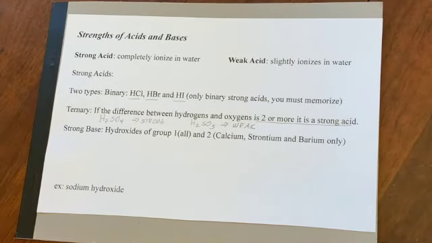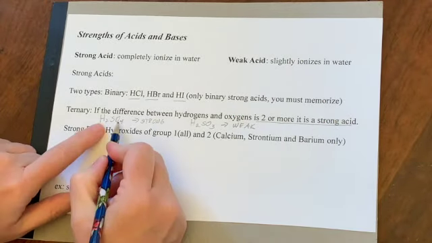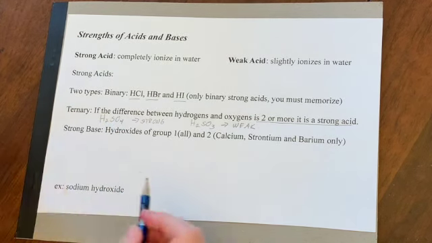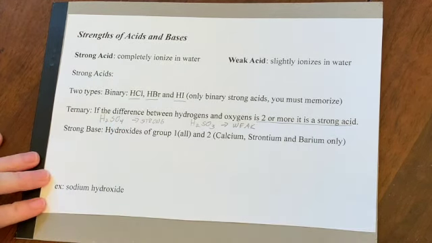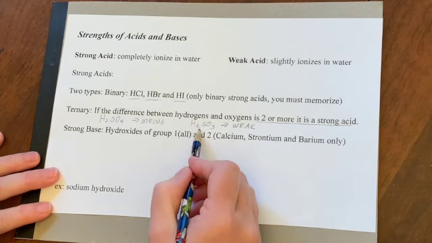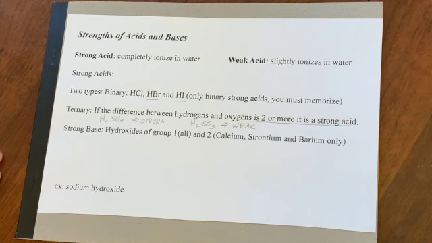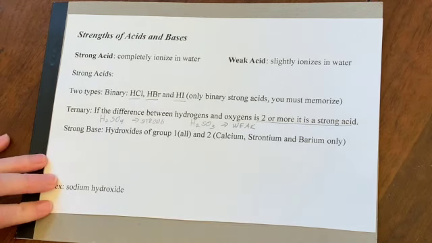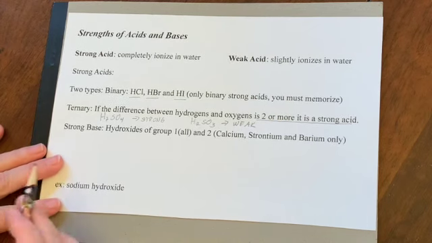That is all you have to do for those ternaries: just look at the difference between the oxygens and the hydrogens. If it is 2 or greater, we consider it strong. If it is not 2 or greater, if it's something like just 1, then it is going to be weak. And actually, while it doesn't seem like it, you're going to have a lot more weak acids than strong ones.